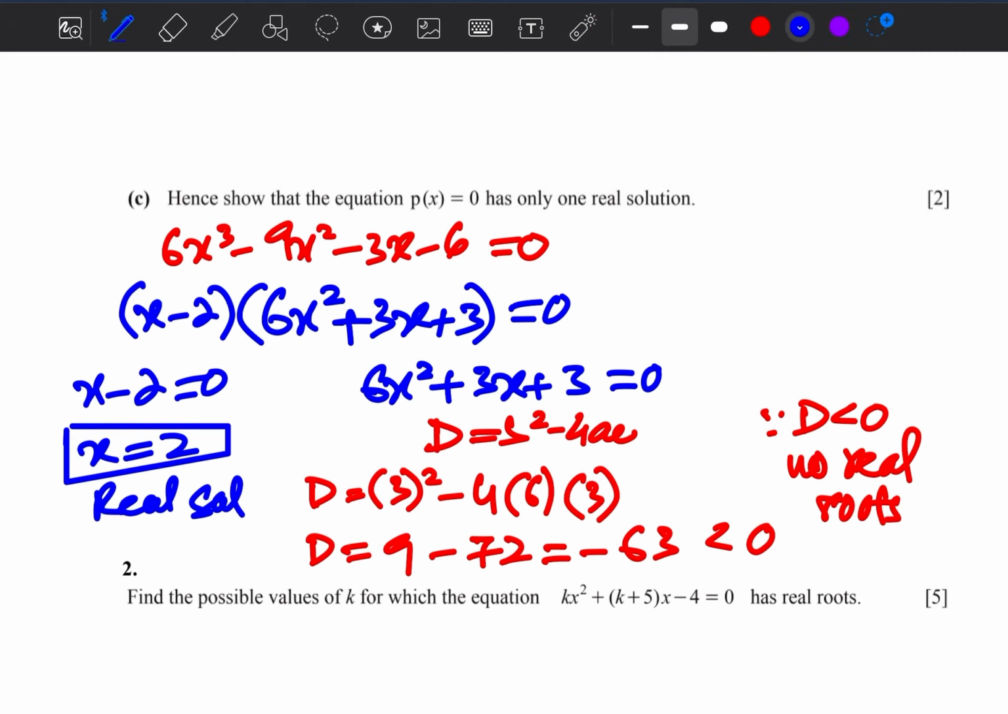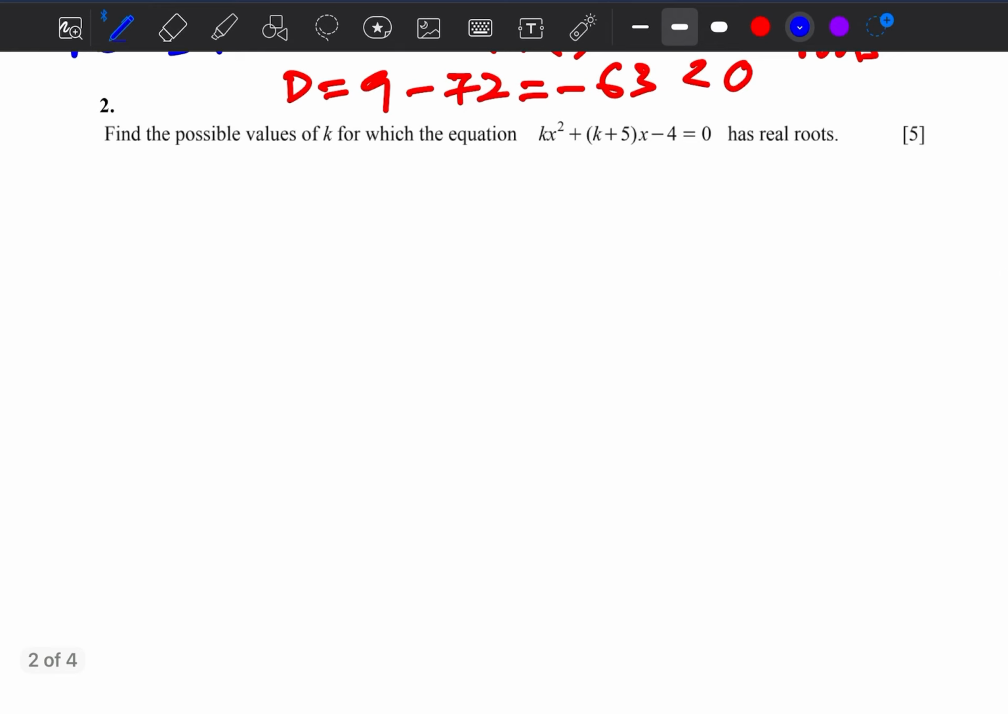Now in question number 2 it says, find the possible values of k for which this equation has real roots. So this is a question purely from the nature of the roots. It says find the value of k when the equation has real roots. So when it says the equation has real roots, you're going to put the discriminant greater than or equal to 0, because when the discriminant is equal to 0, roots are real. When the discriminant is greater than 0, roots are also real.